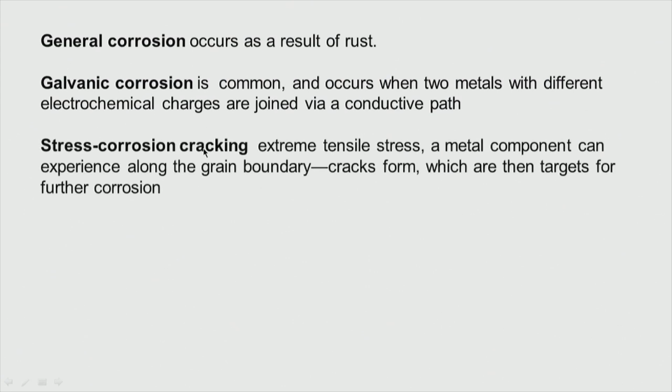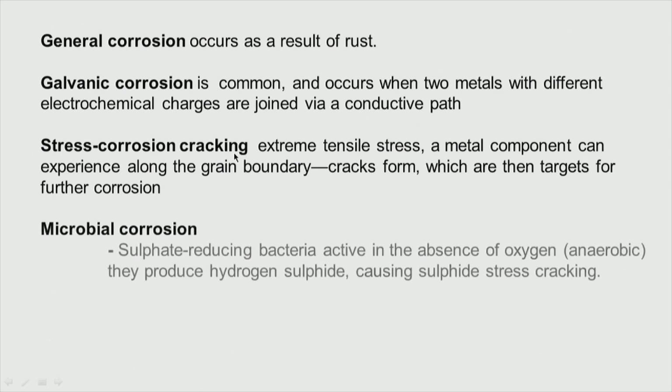Stress corrosion cracking occurs under extreme tensile stress, especially along the grain boundary, where cracks could be forming, or if I am having screws very tightly fitting, there could be stress corrosion. Microbial corrosion, because microbes, we have sulfate reducing bacteria, we have oxidoreductase, all these can cause it. Sulfate reducing bacteria activate in the absence of oxygen, generally anaerobic, they produce hydrogen sulfide and cause sulfide stress cracking.